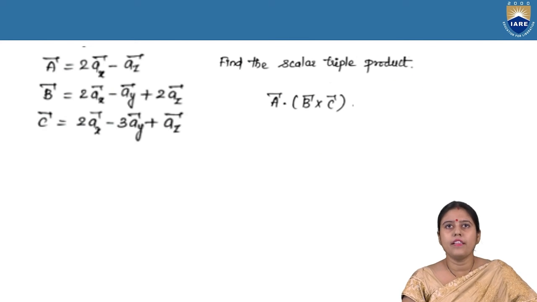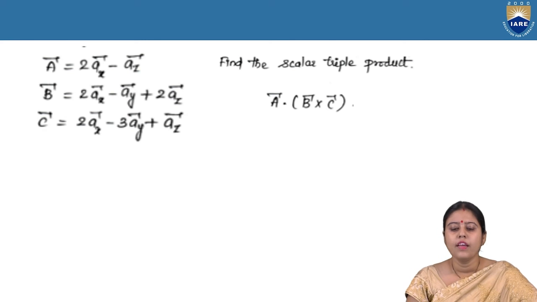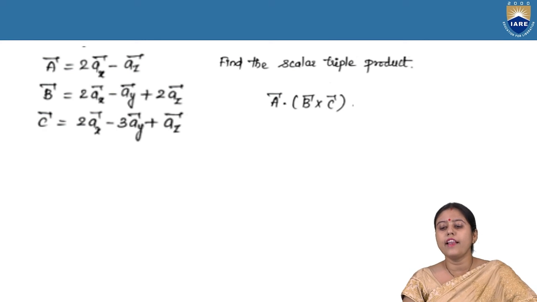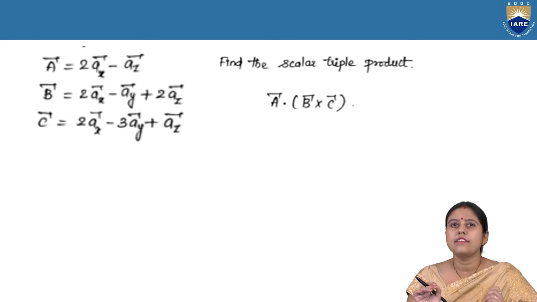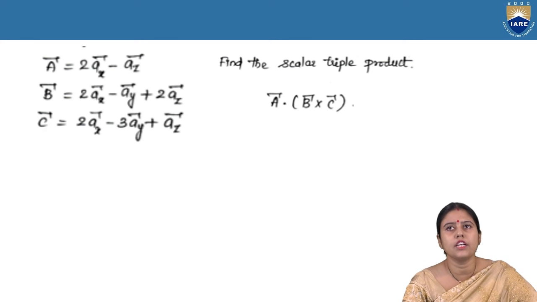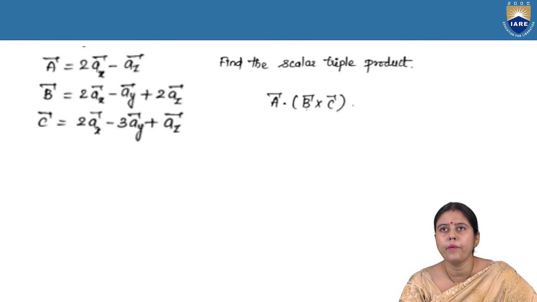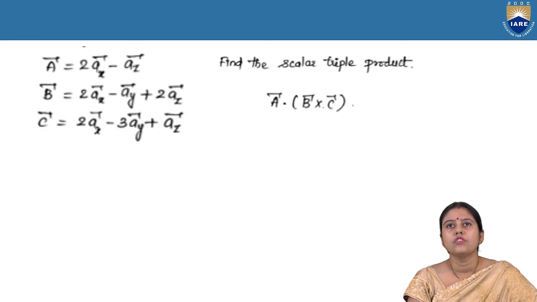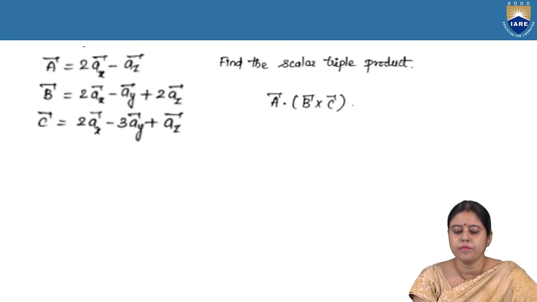So this is our last problem for today. We have to do the scalar triple product. There is a triple product. This is a combination of dot product and cross product. So we have to do A dot B cross C. So how to do the B cross C?